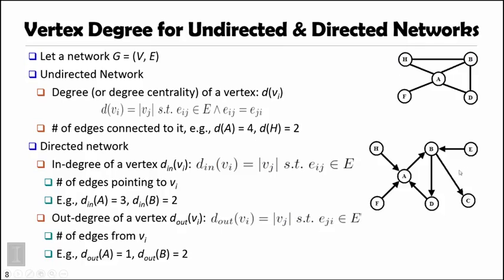Then we look at the directed network. In a directed network, the in degree is how many edges point to vertex V sub i. For example, if you look at the in degree of A, you can see there are 3 edges pointing to A. That's why the in degree of A is 3. The in degree of B is 2, obviously. Out degree is just the reverse: how many edges go out of V sub i. If you look at A's outgoing edges, you will find only 1, but for B's outgoing edges you can still find 2. So that's the basic concepts of vertices and their degrees.